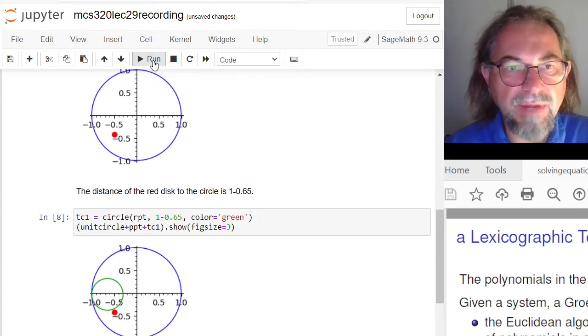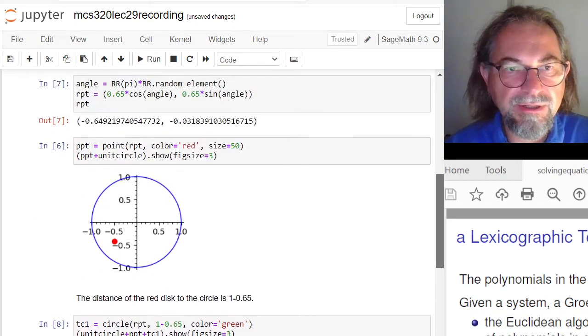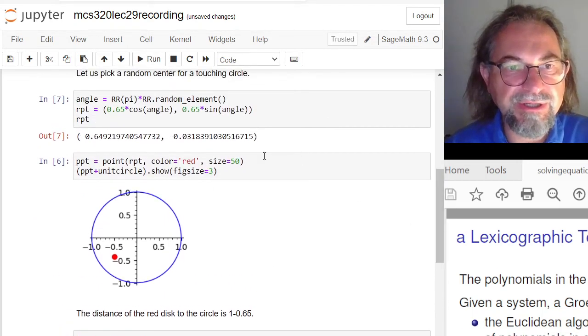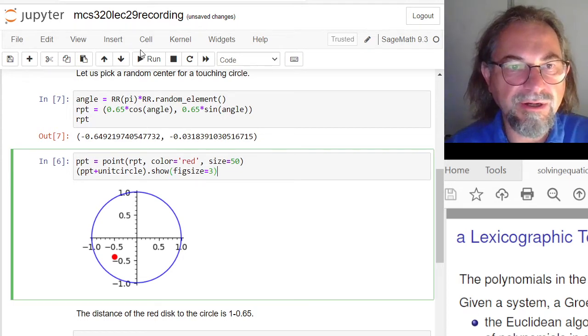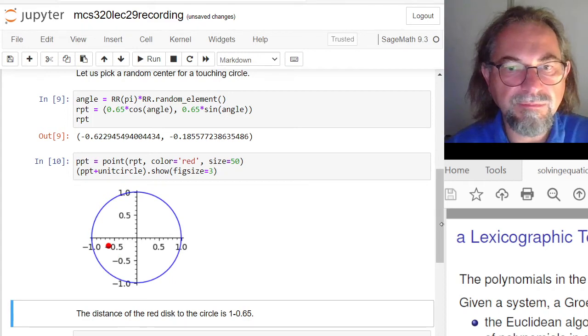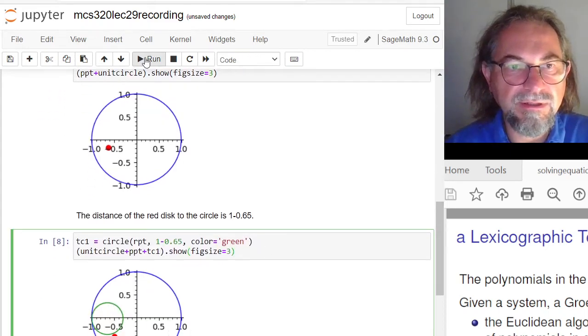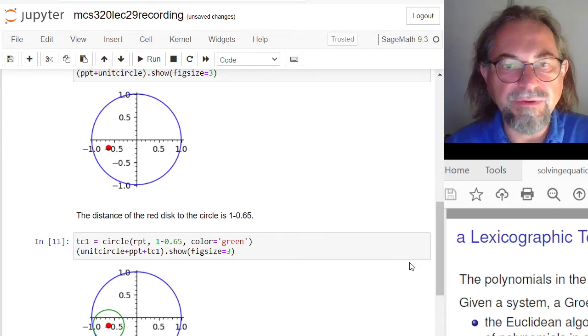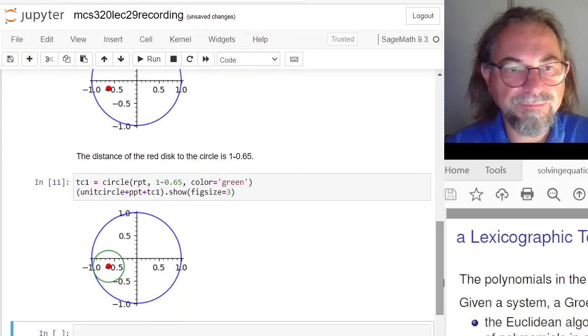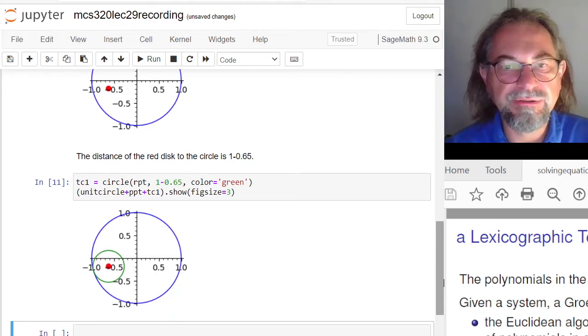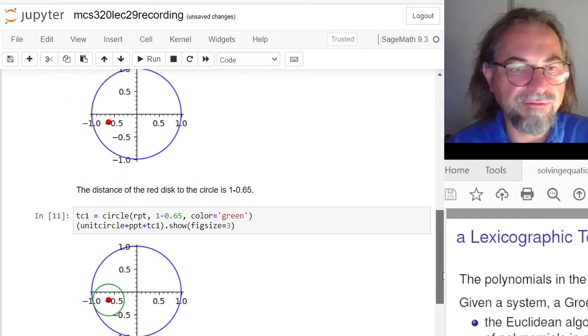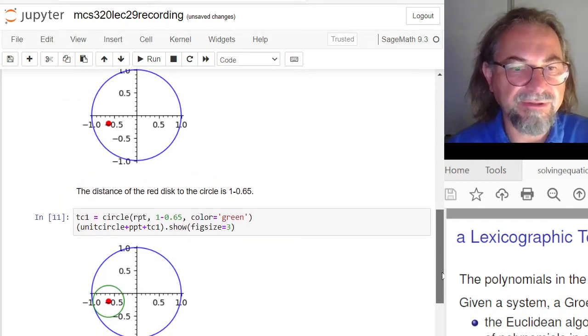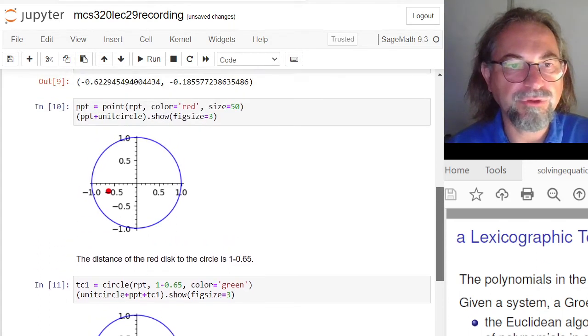Oops, I changed this, but I didn't change the other one, apparently. So let me run this again. So here I have my center and here I have the circle. I didn't auto refresh things enough. But you see that the green circle is centered at the red disk and is touching the blue circle.